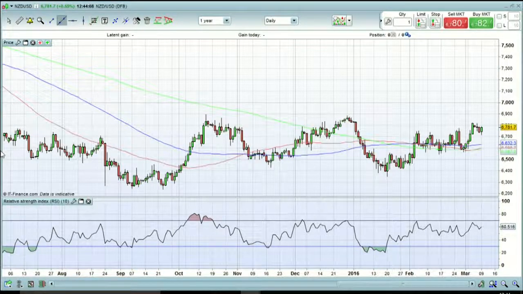In all likelihood, we will see that lateral move in a rough broad band being maintained. The RSI is not indicating it's overbought enough to warrant any necessary sell-off. I think once again we'd be looking at 69 cents being the top end of the equation and 64 cents being the bottom end of the range.